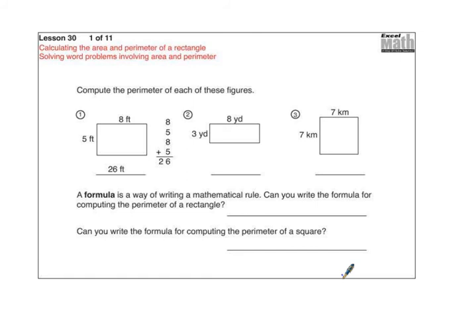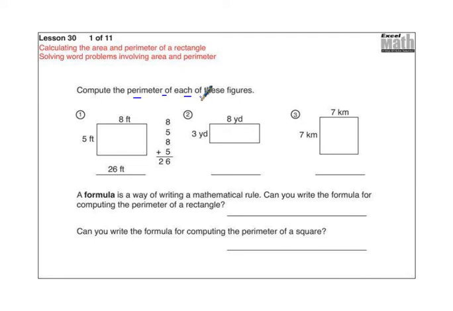All right, this is 6th grade Excel, lesson 30, calculating the area and perimeter of a rectangle, solving word problems involving area and perimeter. Well, by the time you get to 6th grade Excel, area and perimeter should be pretty easy for you. We do have a Rockin' the Standard song for this, so you can help keep these two ideas separate in your head. I encourage you to listen to that song, get it memorized, and then you should not have any problem with area or perimeter. But let's go through this lesson right now.